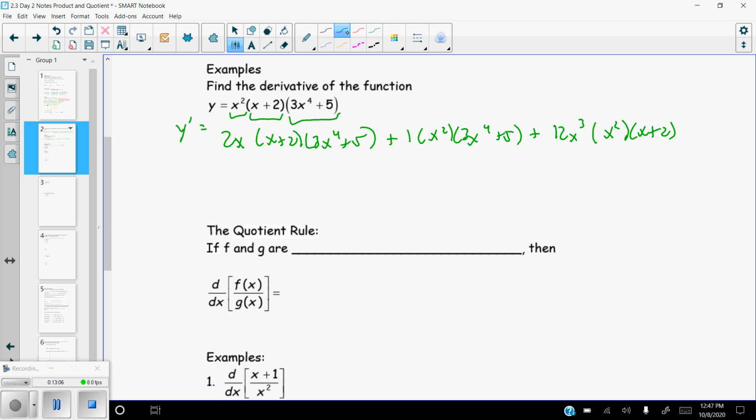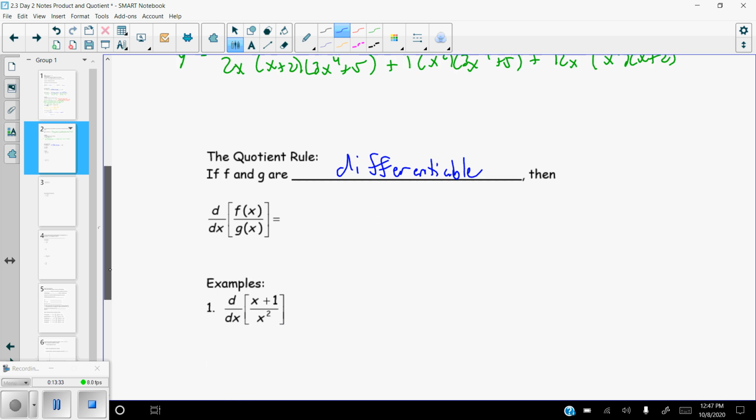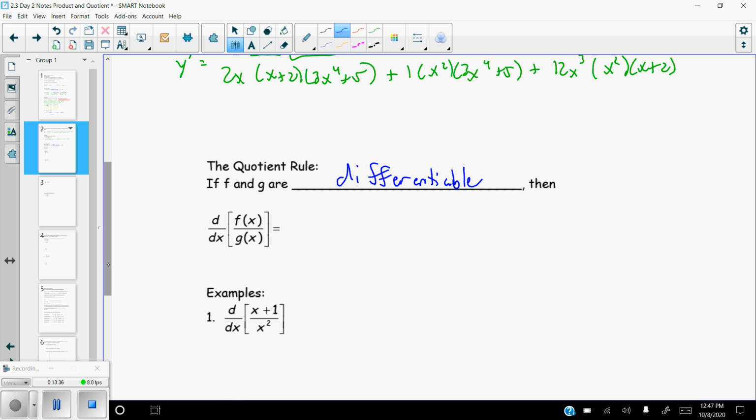Well, if there's a rule for products of functions, there's also a rule for quotients of functions, which just means division. So once again, f and g have to be differentiable. And the good thing here is, if you know the product rule derivative, this one is going to be very, very similar. So if you remember the product rule derivative, the way I wrote it was f prime g plus g prime f. Well, it's going to be very similar.